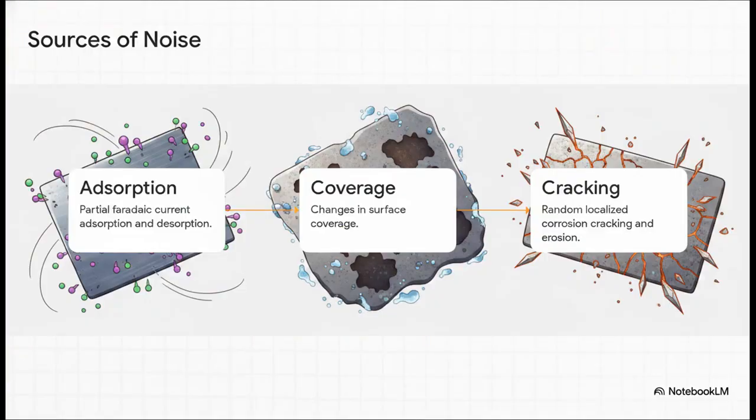So what's actually causing this noise? Well, it's driven by macroscopic stochastic phenomena. These are random, unpredictable chemical events happening constantly at the surface. We're talking about partial Faradaic current absorption and desorption, rapid changes in surface coverage, or even random localized corrosion cracking and mechanical erosion. It's kind of like we're listening to the microscopic pops and crackles of a metal degrading in real time.